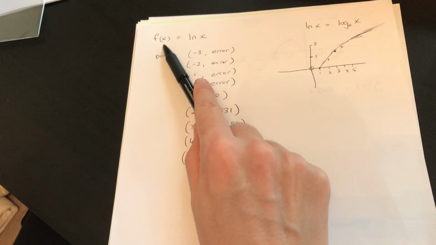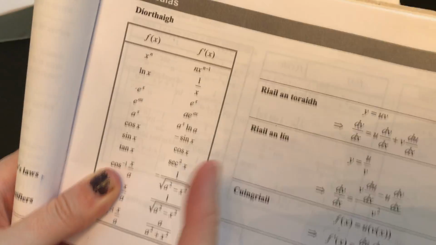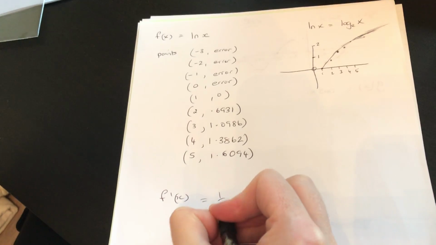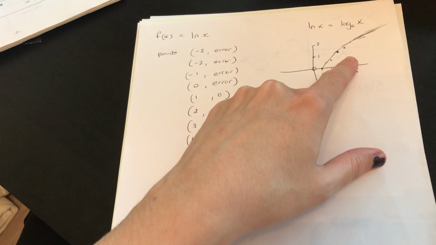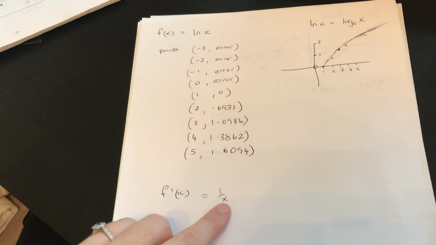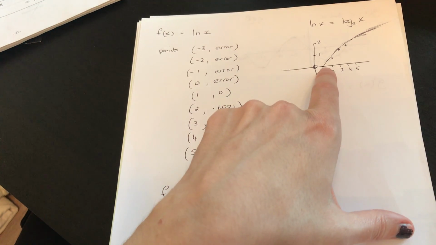So, is this in my log tables? Yes, it is. What is the differentiation of it? In my log tables, it's just 1 over x. What have I just found out? That is a formula for the slope of that curve. So the slope isn't consistent, so no wonder I have a variable here. And let's test it out. What does that look like?